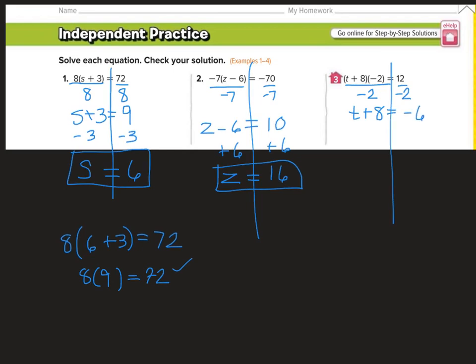So now to get t by itself, I have to subtract 8 from both sides of the equation. So on the right, I'm actually doing plus and negative. So I'm left with t by itself on the left and negative 6 plus a negative 8 on the right. Negative 6 plus negative 8 is negative 14.